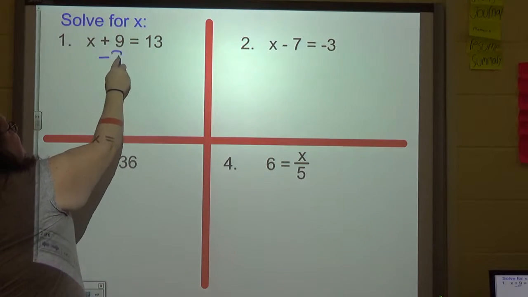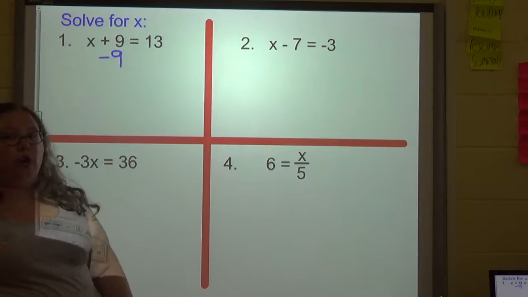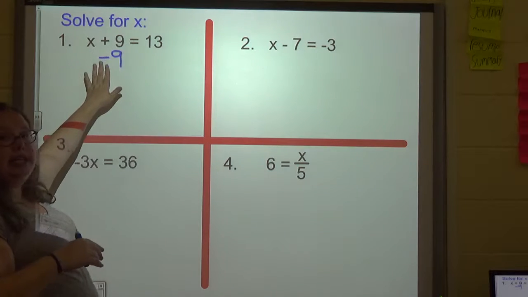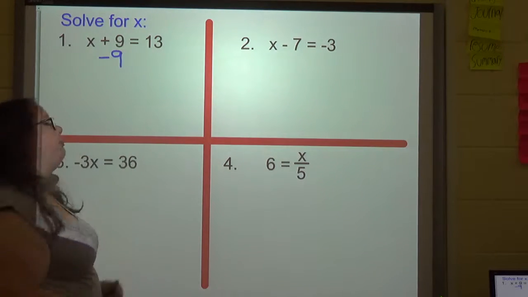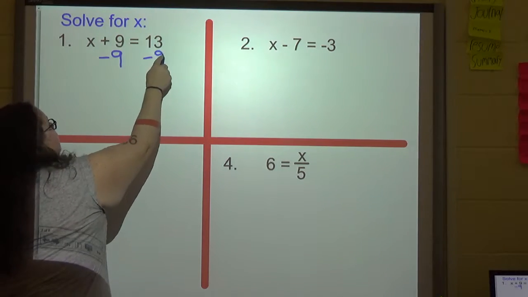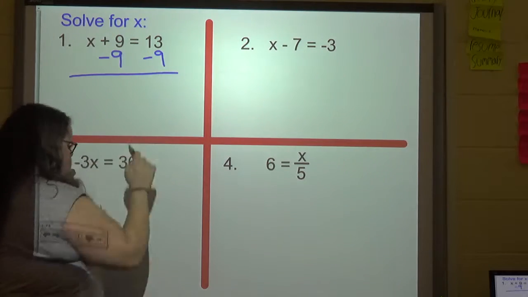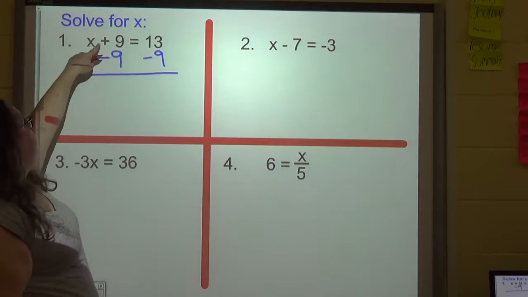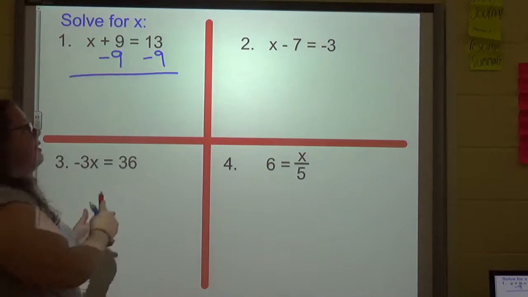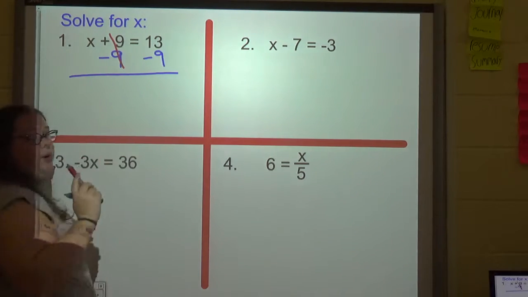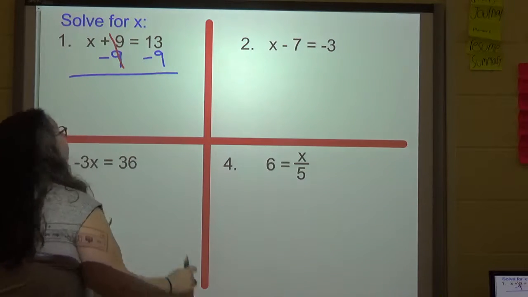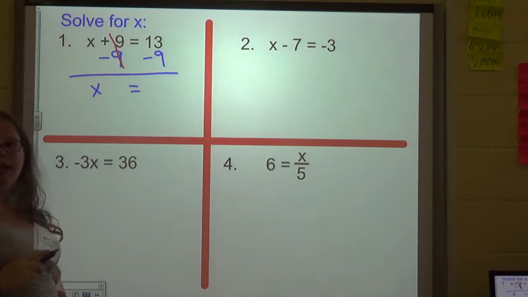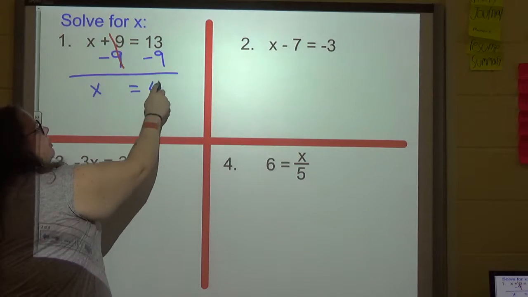So I'm going to minus 9. But since it's an equation, both sides must be equal. Whatever you do to one side, you have to do to the other. So I'm subtracting 9 on both sides. Now we're allowed to do that because it's both sides. Plus 9 minus 9 cancels to 0. So those go to 0. We just draw a line through them. I'm going to bring down my x equals 13 minus 9 is 4.